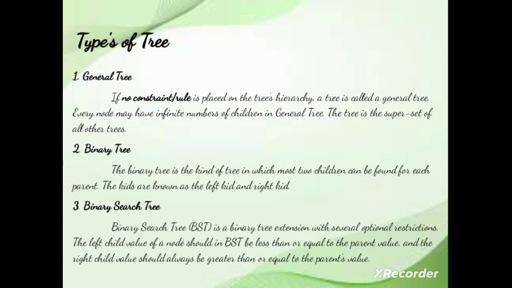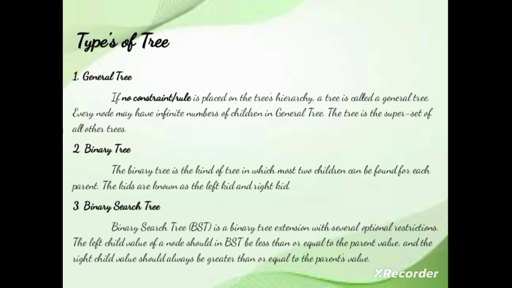Binary search tree, or BST. A binary search tree is a special type of binary tree that imposes specific restrictions on the relationships between nodes. In a BST, the left child of a node must have a value less than or equal to the parent's value, and the right child's value must be greater than or equal to the parent's value. This ordering property enables quick searching and retrieval of elements, making BSTs suitable for applications like searching and sorting.